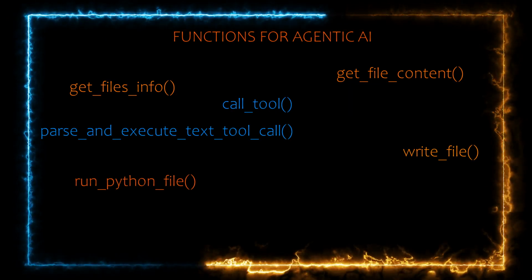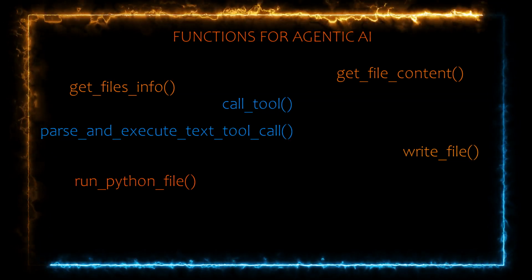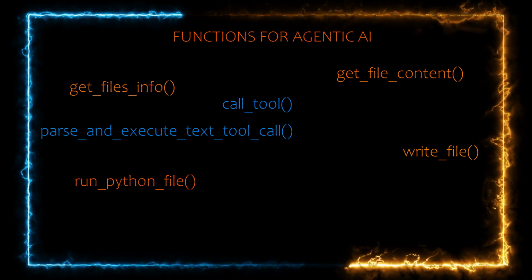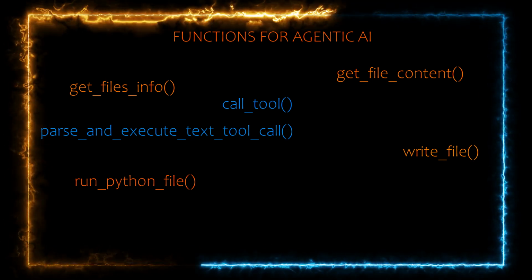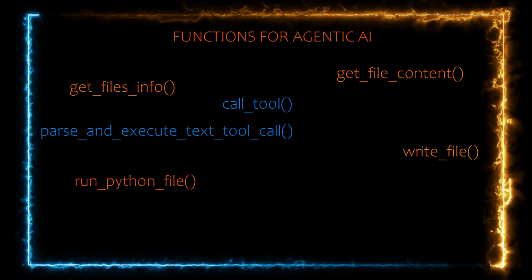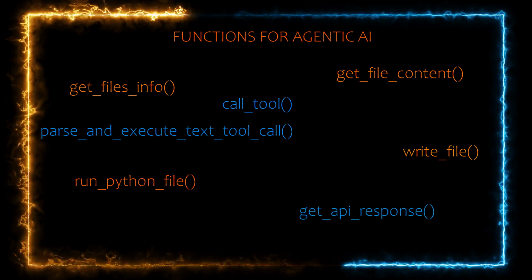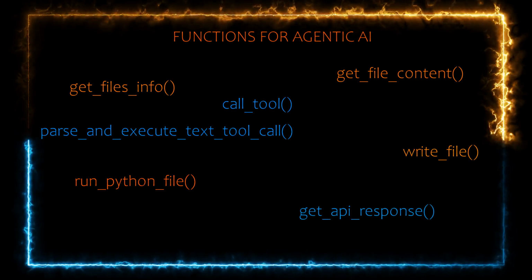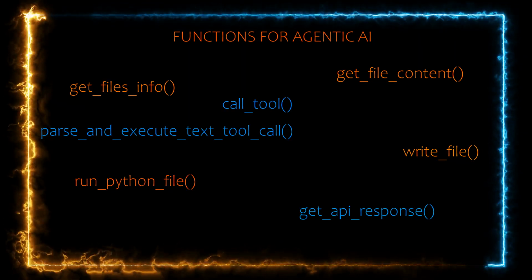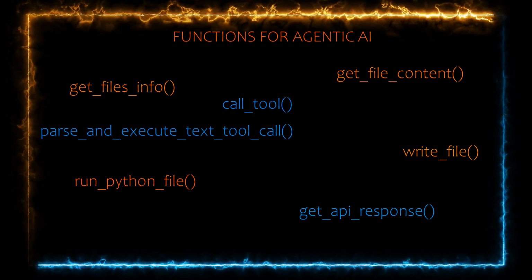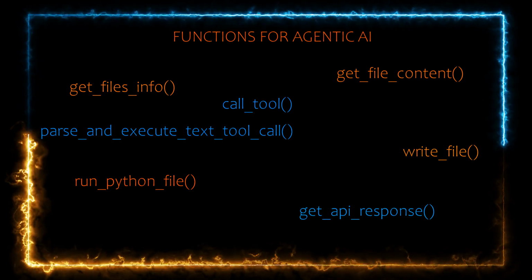runPythonFile executes a Python file in a subprocess with a 30-second timeout, validates the path is within the working directory and is a Python file, captures stdout and stderr, and returns the output or an error message. getAPIResponse sends messages and tools to the LLM API with exponential backoff retries. It returns the response on success, or None if the model doesn't support tools or all retries fail.